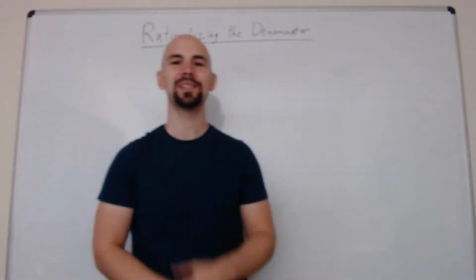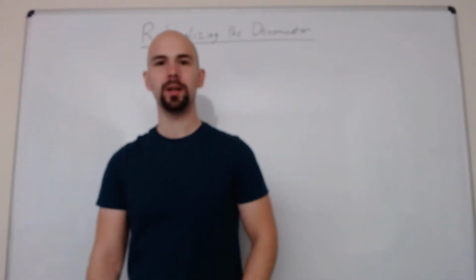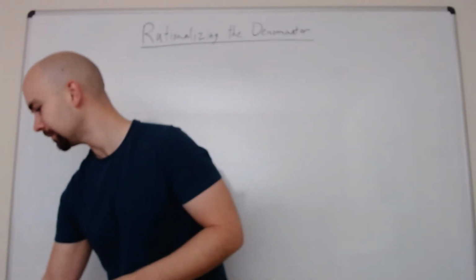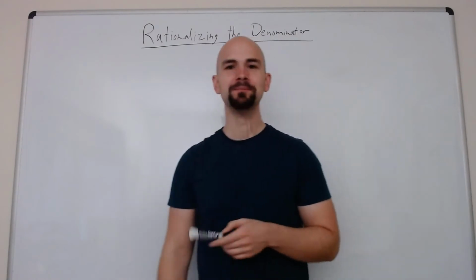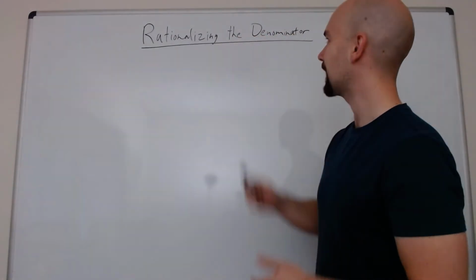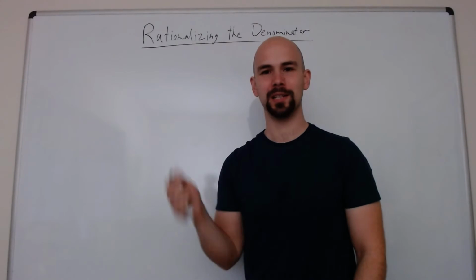Welcome, Algebra class. We are going over Chapter 12, Lesson 6 right now. And Chapter 12, Lesson 6 deals with, excuse me, a concept called rationalizing the denominator. Now, what on earth does that mean?